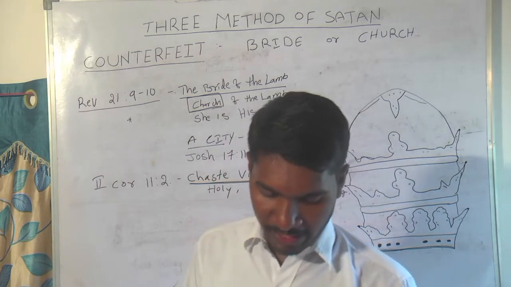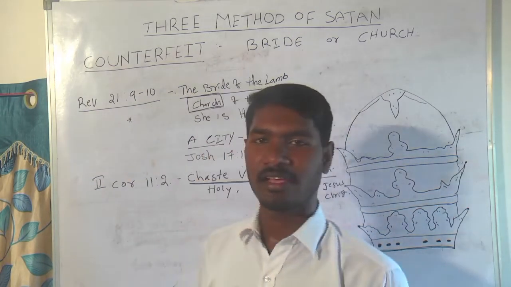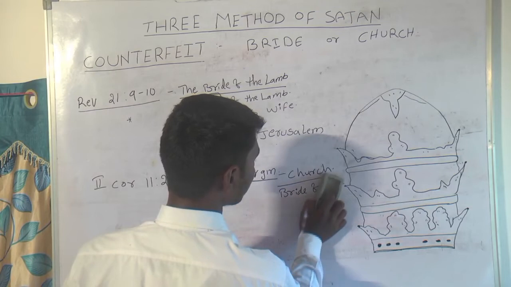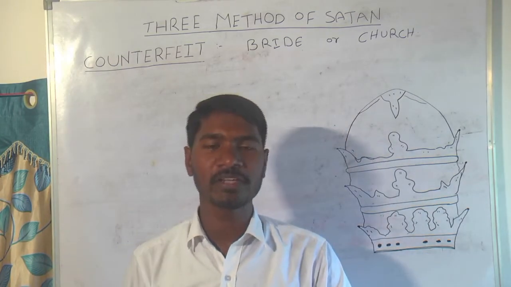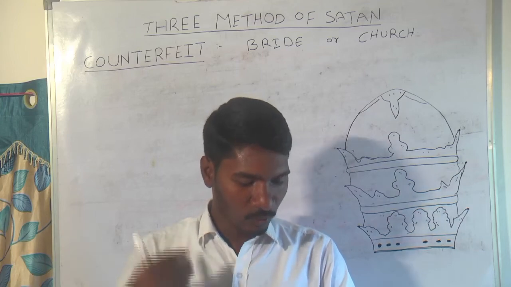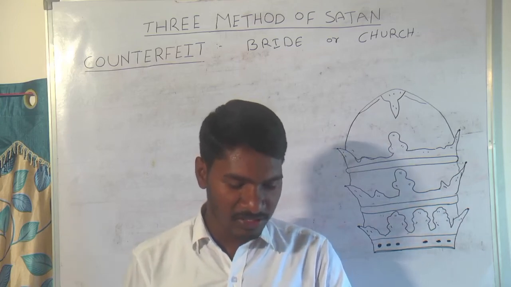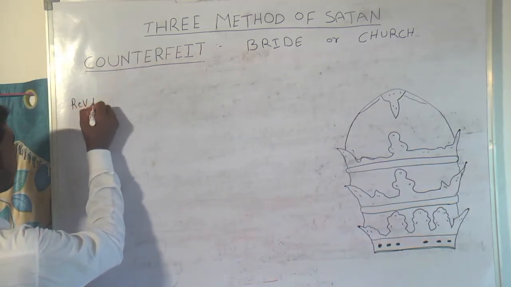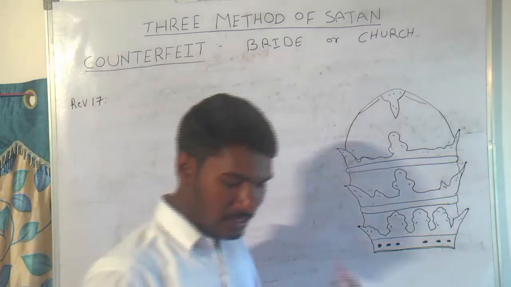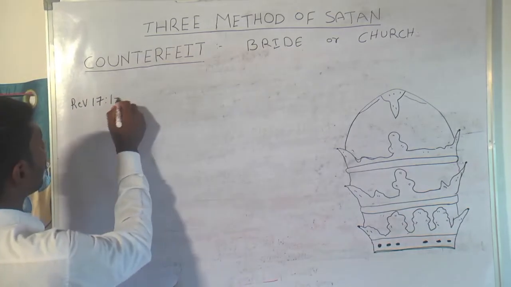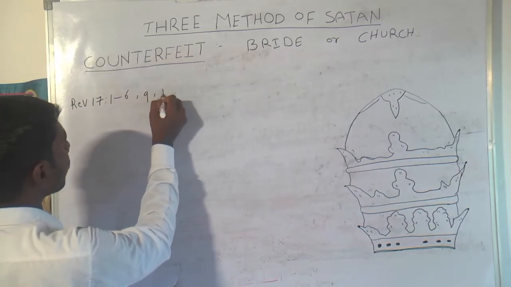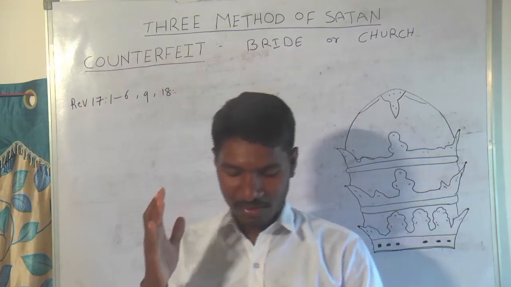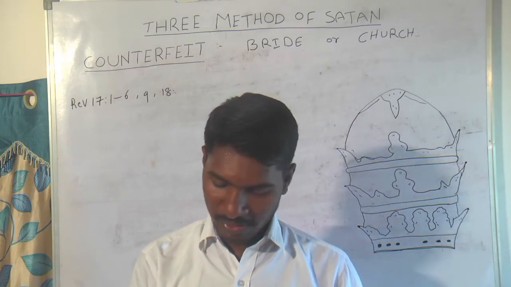Today I am going to discuss many things in this Bible class. So, Bible study. Please turn your Bible with me. We are going to see what the devil does to imitate the bride of the Lord Jesus Christ. Look at Revelation chapter 17, verses 1 to 6, and verse 9, and verse 18. That is how the devil counterfeits the bride of the Lord Jesus Christ.